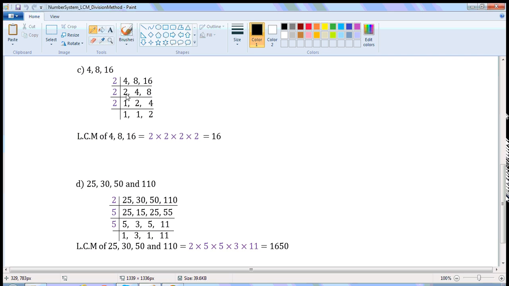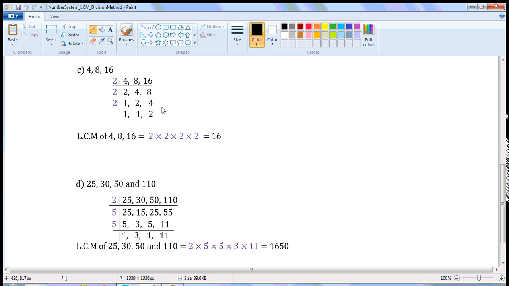The numbers are 2, 4 and 8, and all the 3 numbers are divisible by 2. So continue the process. Write 2 here. 2 when divided by 2, we get 1 as quotient. 4 when divided by 2, we get 2 as quotient. 8 when divided by 2, we get 4 as quotient. Now the numbers are 1, 2 and 4.